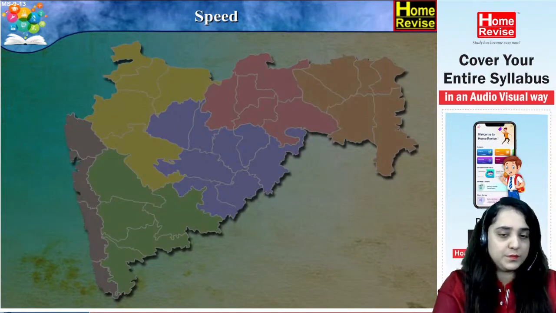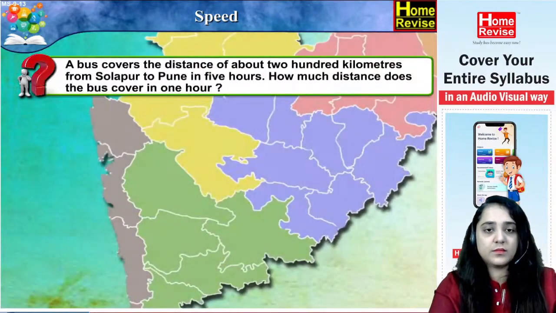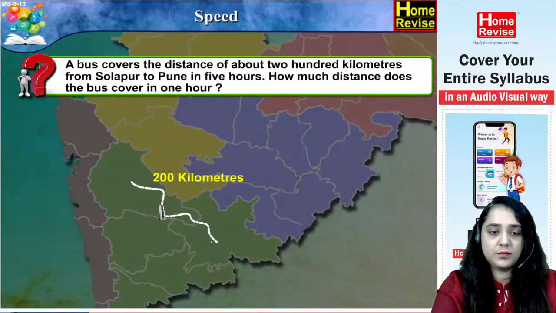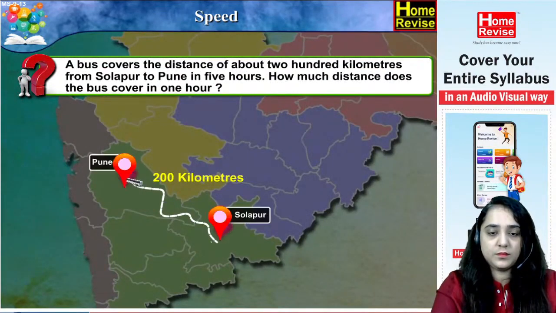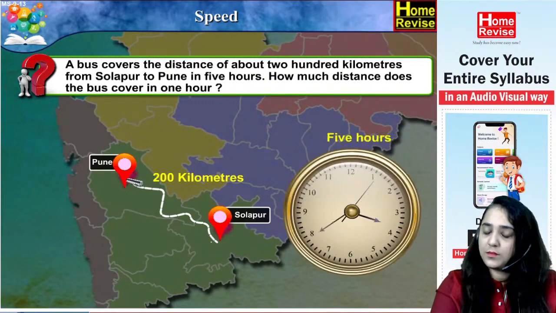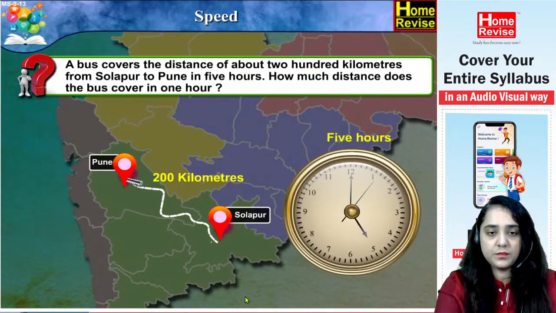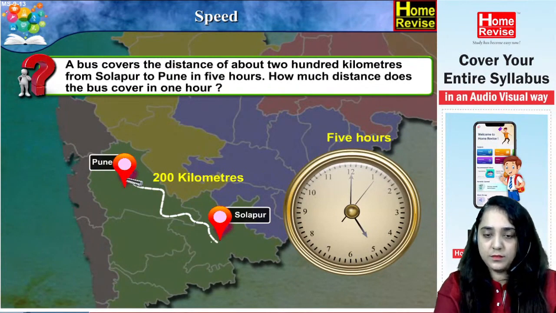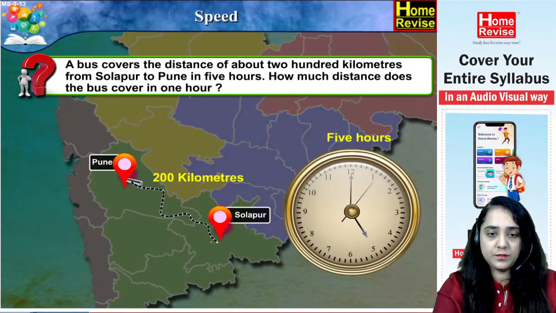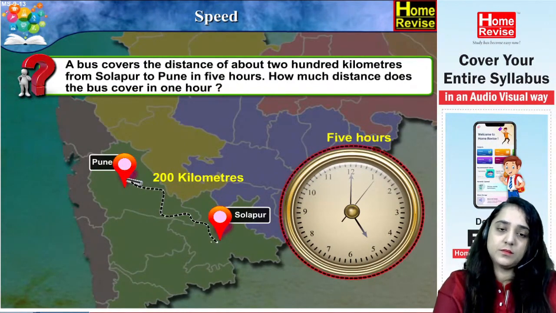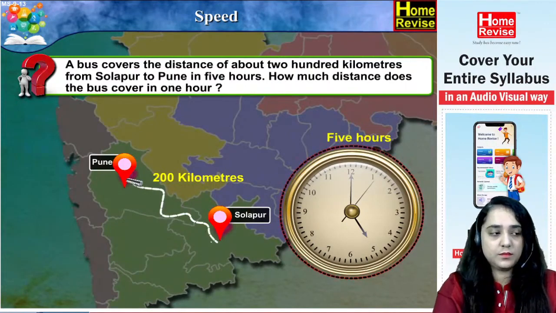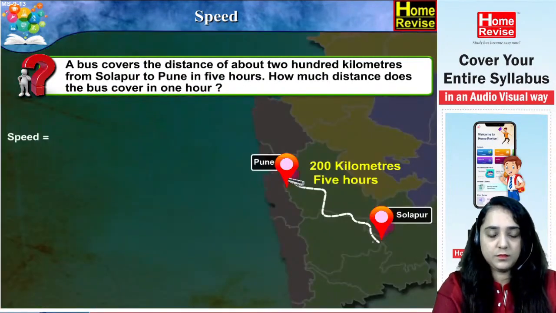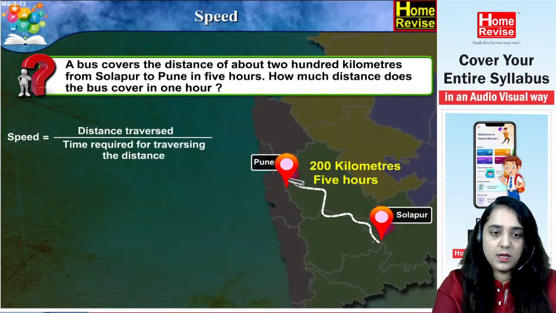Students, let's see one example. A bus covers the distance of about 200 kilometers from Solapur to Pune in 5 hours. How much distance does the bus cover in 1 hour? While solving this example, we take the ratio of the distance traversed and the time required to traverse that distance. Speed is equal to distance traversed upon time required for traversing the distance.